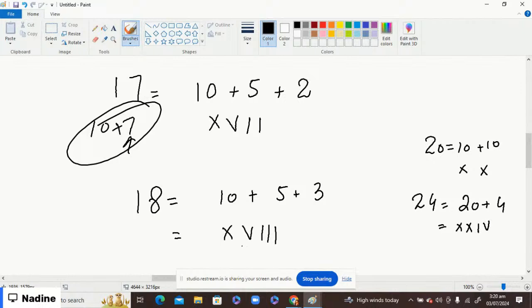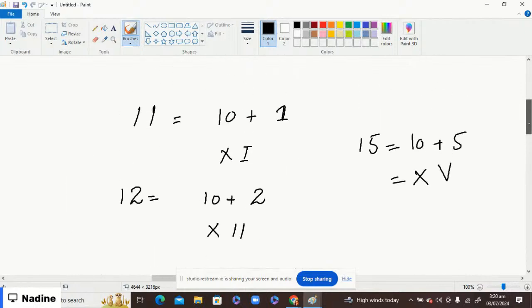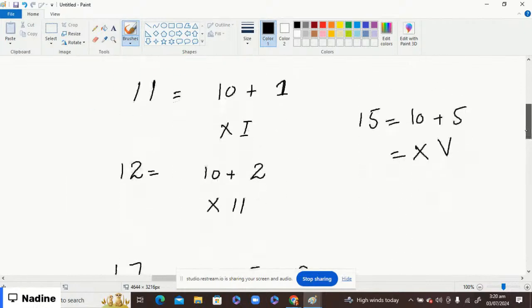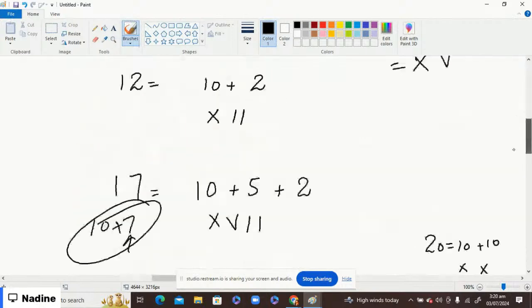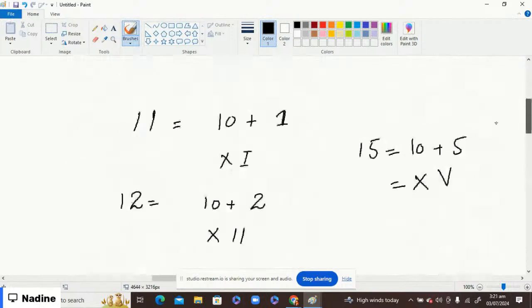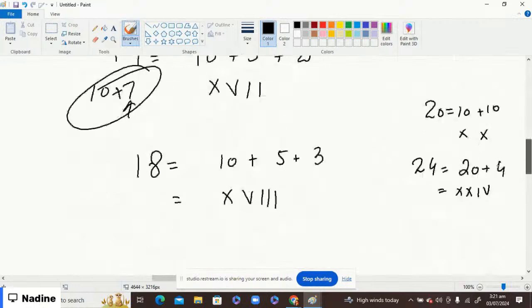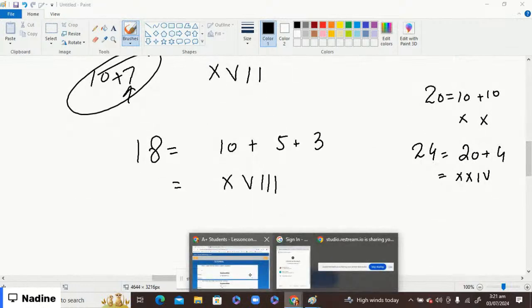Okay, this is basically the Roman numerals, and in this way these are all the things we can do. Okay, check it out one more time, all these things. Now let's do the test.